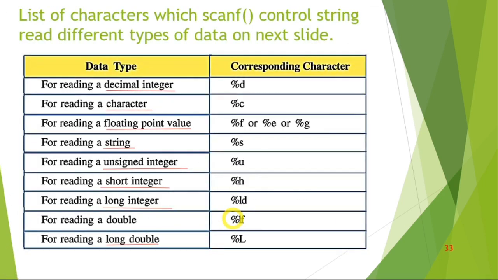See, here is a list of data types and corresponding characters. Reading decimal integers, say 0 to 9, is percentage D. For reading a character, it is percentage C. For reading a floating point value, it is percentage F, percentage E for exponent, and percentage G. This is also used for floating point, percentage G. Remember, MCQ is there, both.